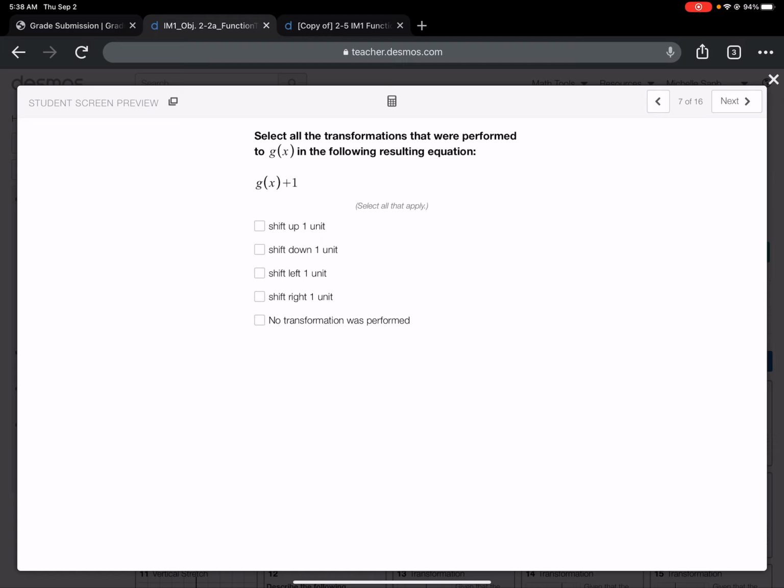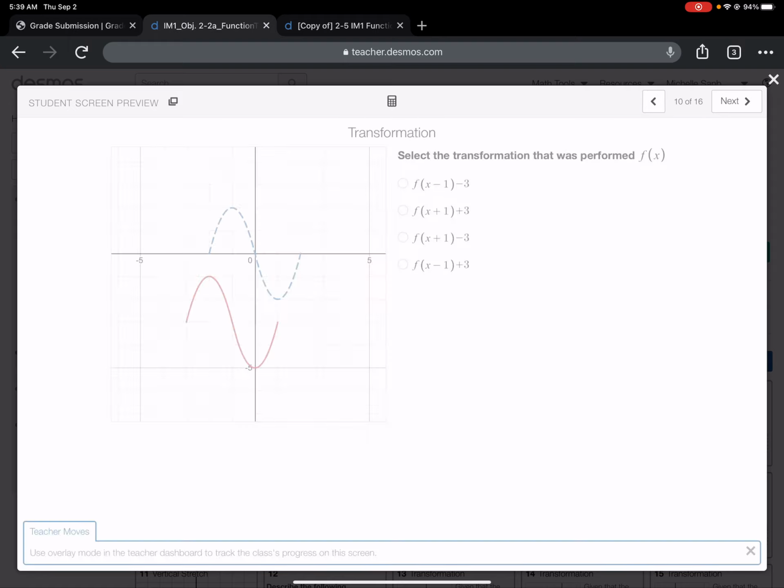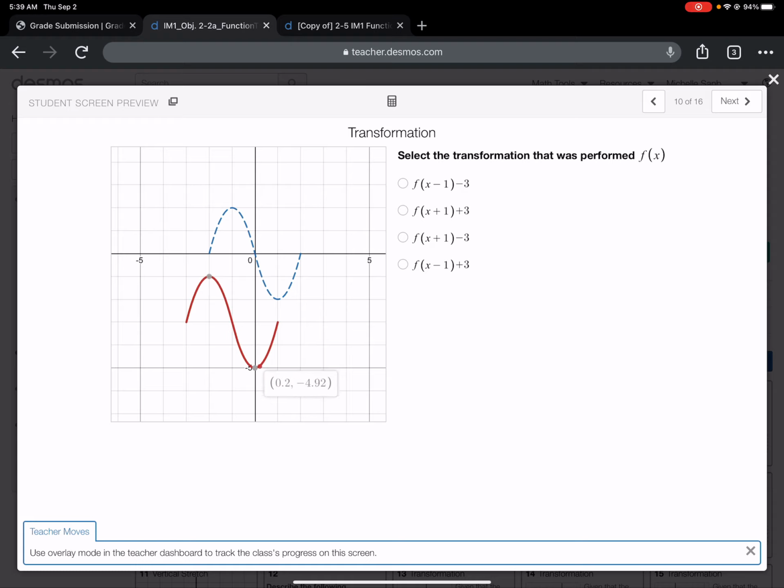Select all the transformations that were performed. So all I did was the g of x is being added 1, so I'm moving up by 1. Subtraction on the inside means I move to the right by 1. Addition inside means I'm moving to the left by 2. And then the addition sign of 3 means I'm moving up by 3. Okay. And then here, the graph really wasn't labeled correctly, so we're going to skip this one.